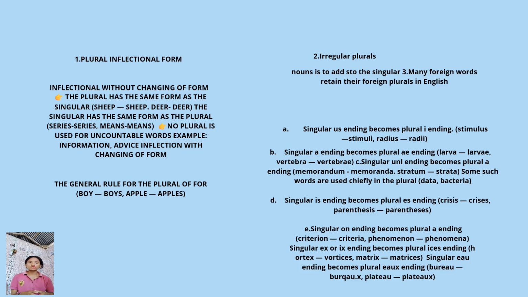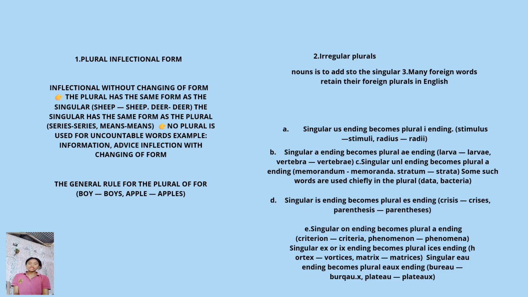Inflection without changing of form: the plural has the same form as the singular, and the singular has the same form as the plural. No plural is used for uncountable words, for example, information and advice. Inflection with changing of form follows the general rule of the plural, for example, boy becomes boys, and apple becomes apples.